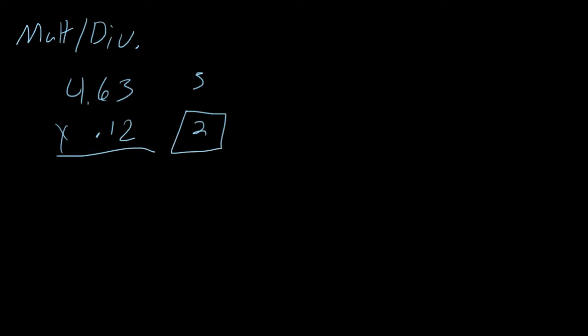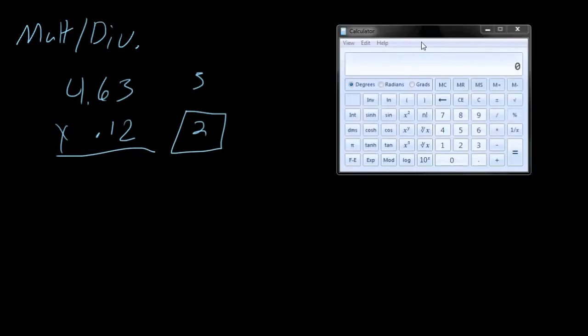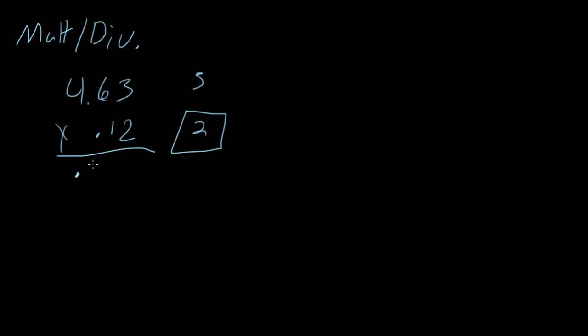So I can't do that in my head. Hold on. 4.63 times 0.12. The true value is this, 0.5556. But we're going to round to 2 significant digits, and so we're going to just get 0.56. Right? You always round to the smallest number of significant digits.